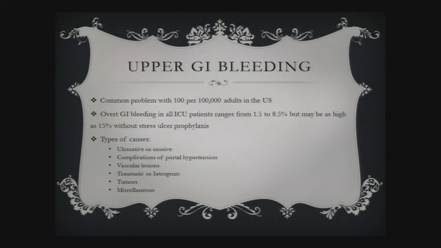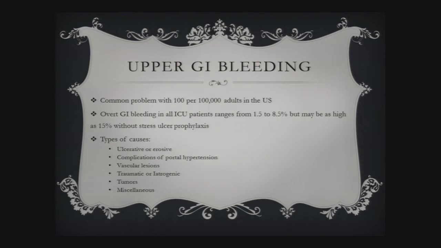And then the main talk I want to talk about was hemobilia and upper GI bleeding. So it's a very common problem. This is a commonly worked up problem. And one thing we see a lot is with our ICU patients. There's overt GI bleeding in like 1.5 to 8.5%, but it can be as high as 15% without stress ulcer prophylaxis. That's why a lot of our patients, especially our trauma patients, go on GI prophylaxis with a proton pump inhibitor a lot of times.